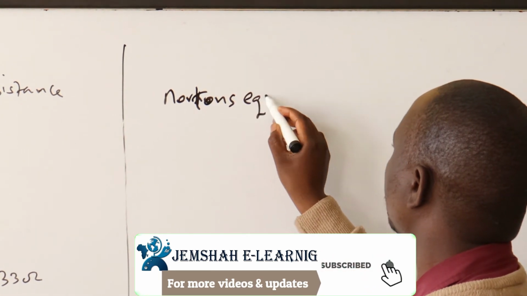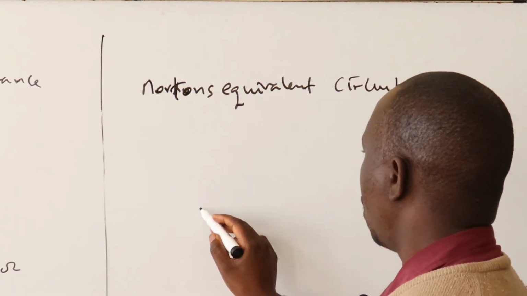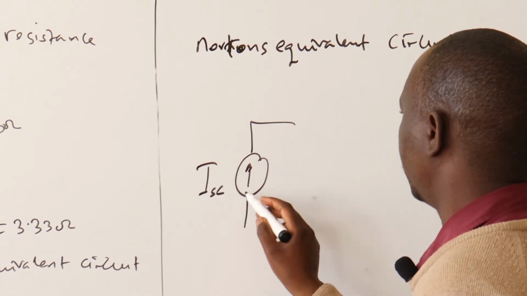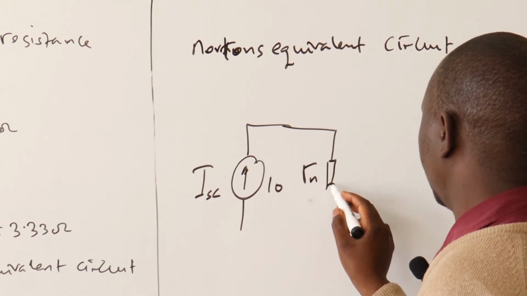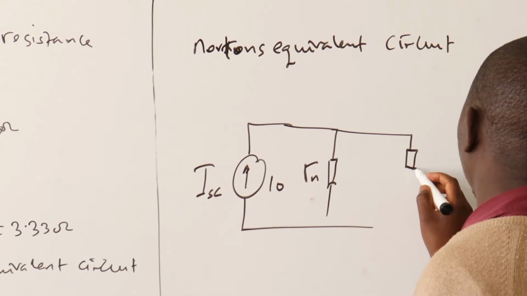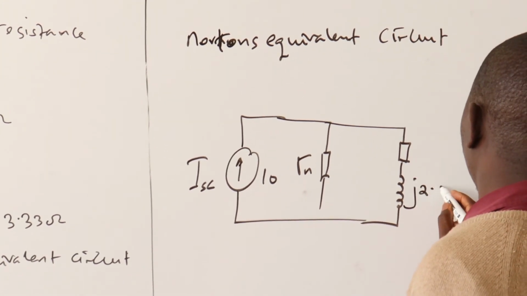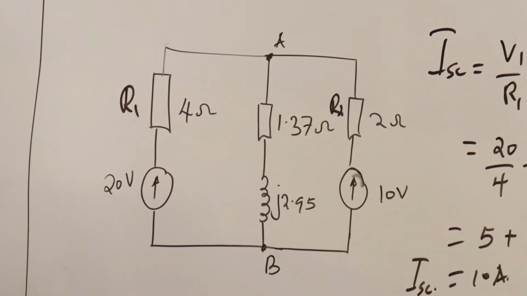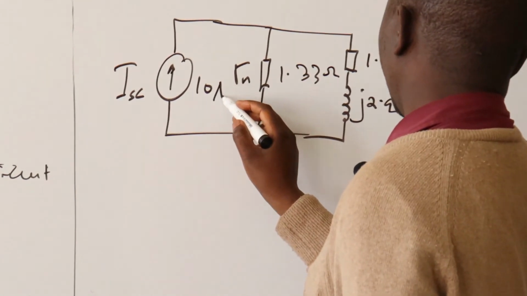Norton's equivalent circuit. Our source becomes our short circuit current, which is I of SC. Then we shall have what I refer to as the Norton's internal resistance. We shall have our load being equal to the path through AB, 1.37 plus j2.95. This is 1.37 ohms, and this is 1.33 ohms. Our short circuit current becomes 10 amps.